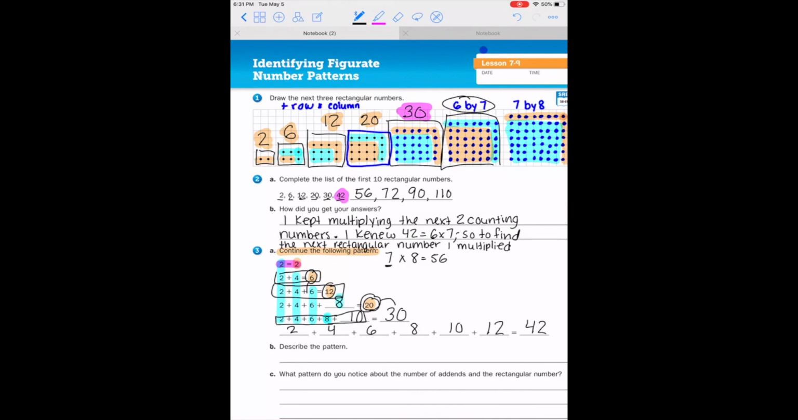So each rectangular number is the sum. Remember, the sum is the total of numbers you add together, of the even numbers in order, starting with 2.